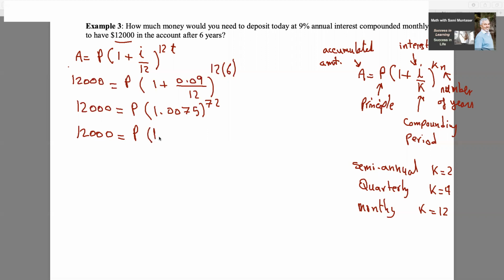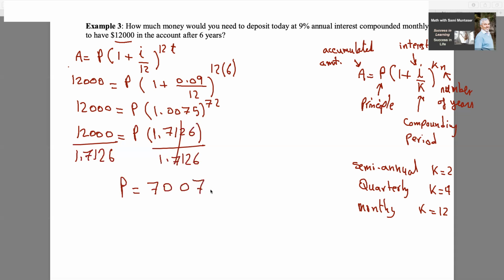So it's 1.7126. Now I'm going to divide both sides by 1.7126 to get rid of this and find out what the principal was, or what we invested to get $12,000 after 6 years. So the person invested 7,007.08, I guess. That's pretty good. And in 6 years, this became $12,000. That's amazing.